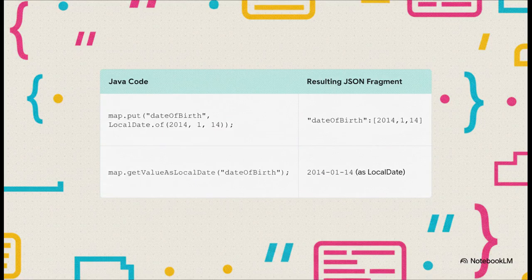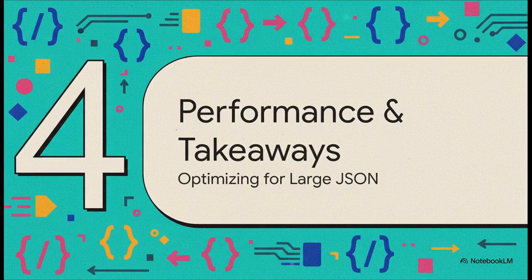And look at this. This is it in action. We feed our custom map a LocalDate object, and boom, it knows to store it as a simple array in the JSON. Then, when we ask for it back, it perfectly reconstructs the LocalDate object for us. No more manual conversion logic cluttering up your code. So clean.